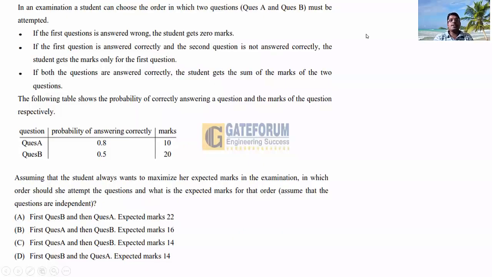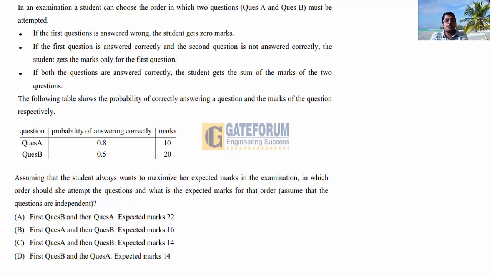The question is: in an examination, a student can choose the order in which two questions (question A and question B) must be attempted. If the first question is answered wrong, the student gets 0 marks. If the first question is answered correctly and the second question is not answered correctly, the student gets the marks only for the first question. If both the questions are answered correctly, the student gets the sum of the marks of the two questions.